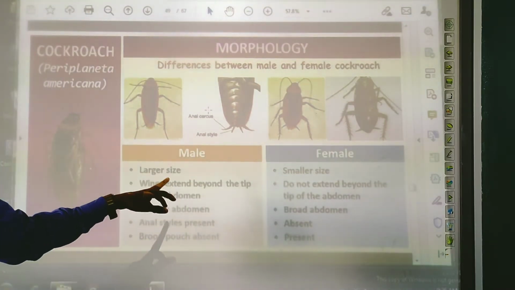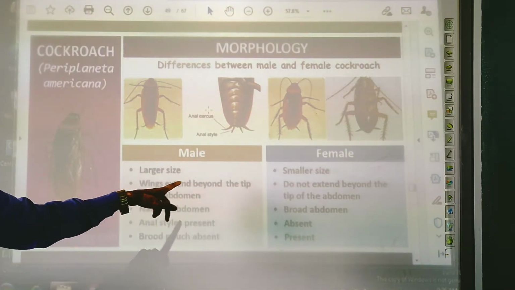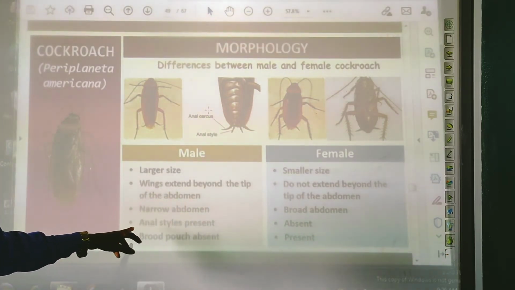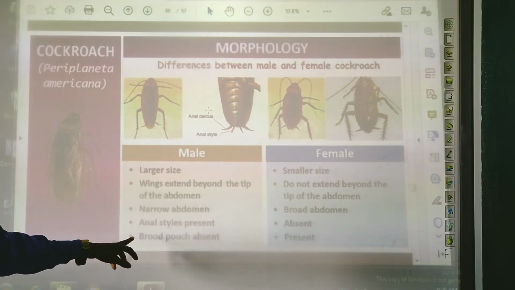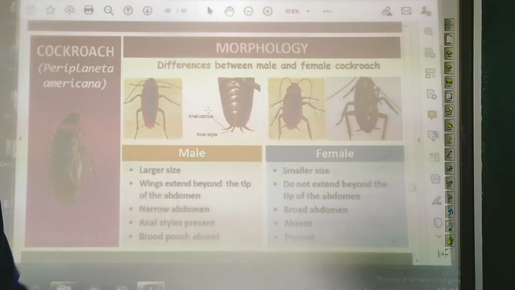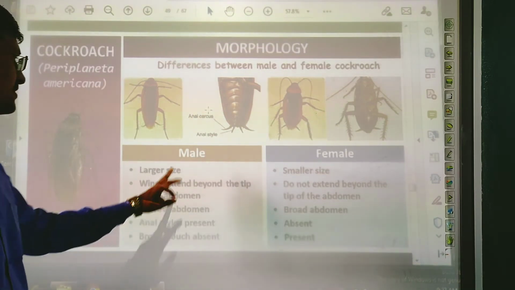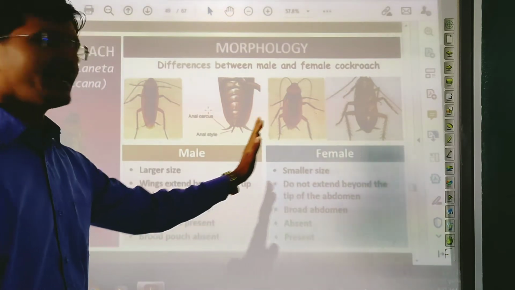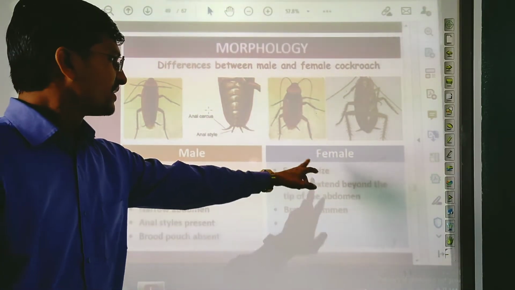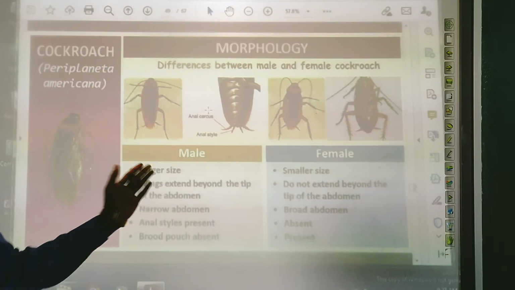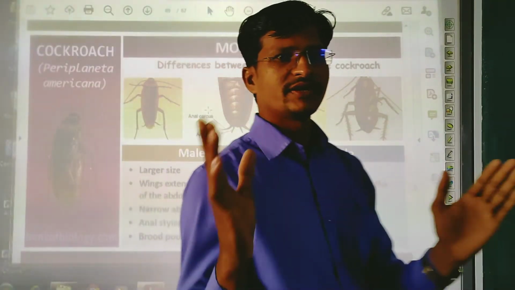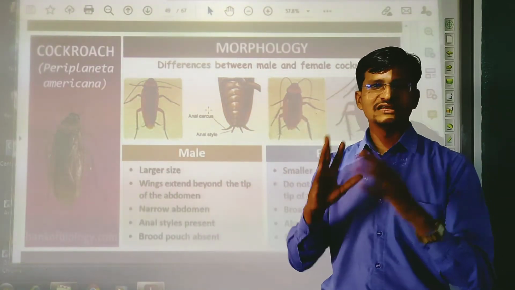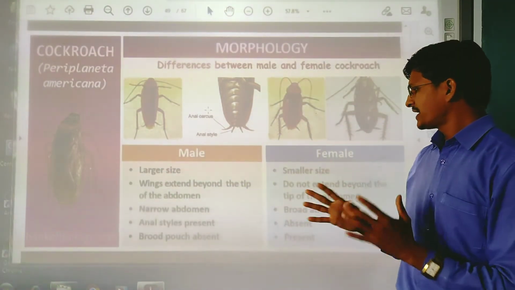So here, in the male: large size, wings extended beyond the tip of the abdomen, narrow abdomen, anal style present, and brood pouch absent. So male and female, in that we can easily identify what is male, what is female. In the female, the smaller size. Generally, the biggest difference between male and female cockroach is size. So male cockroaches are larger in size, and female cockroaches are smaller in size.